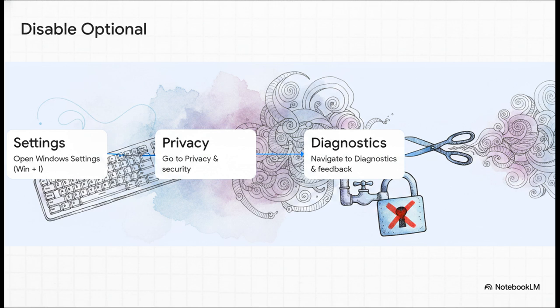Just hit the Windows key plus I to open Settings, navigate over to Privacy and Security, then Diagnostics and Feedback, and toggle off Send Optional Diagnostic Data. Doing this stops the flow of that richer context data, things like tailored experiences and inking recognition. It's a basic level of control, sure, but it's highly effective for trimming the excess.